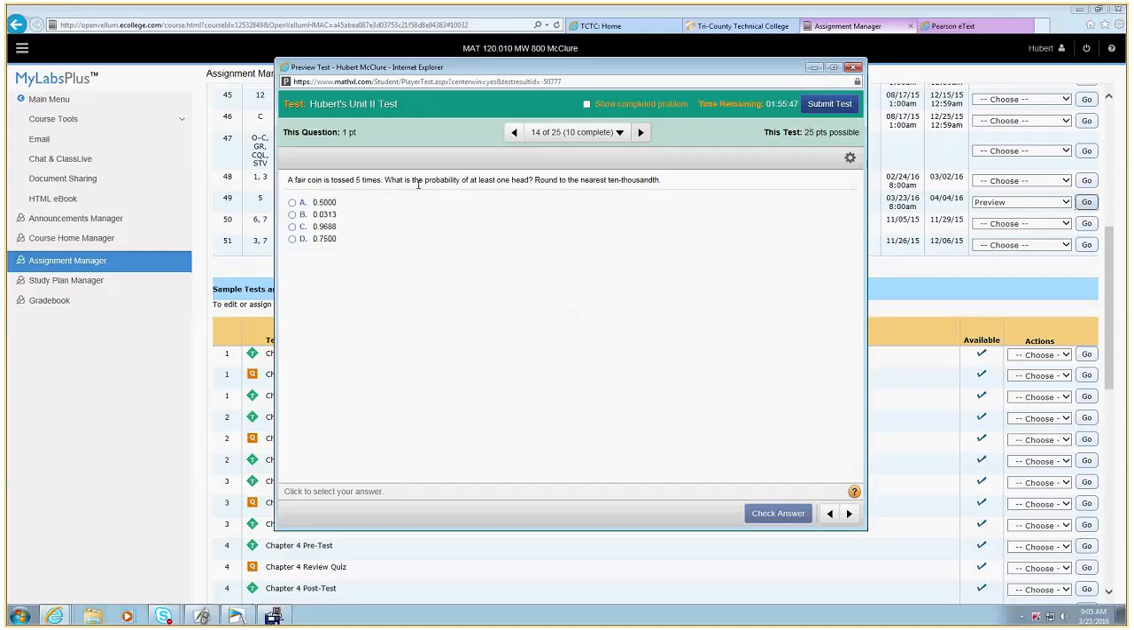A fair coin is tossed 5 times. What is the probability of at least 1 head? Okay, we've got to take that one out because I didn't cover at least one. I don't think I did. No, that would be at least one. That means your lowest number is 1. So they want to know the probability of it hitting how many times? 1, 2, 3, 4, 5, right? So you can do this 2 ways. You can find the probability of it hitting 1 time and then take the complement, or you can add 2, 3, 4, and 5 times.